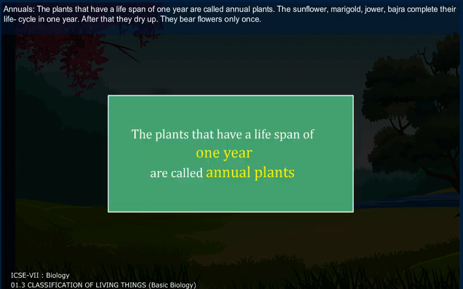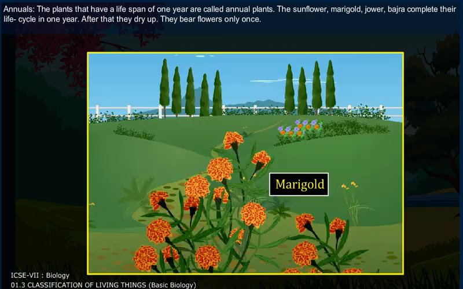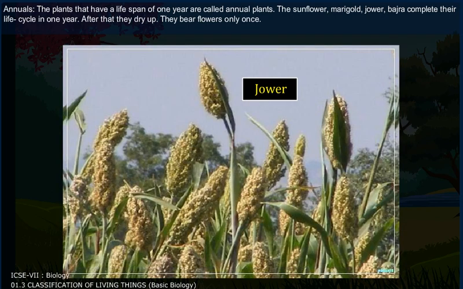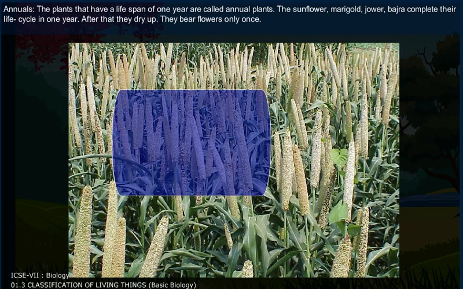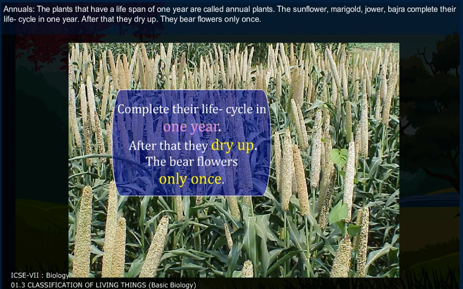Annuals. The plants that have a lifespan of 1 year are called annual plants. The sunflower, marigold, jowar, bajra complete their life cycle in just a year. After that, they dry up. They bear flowers only once.